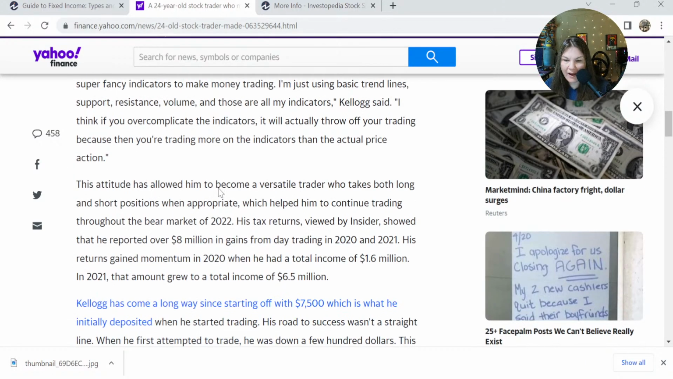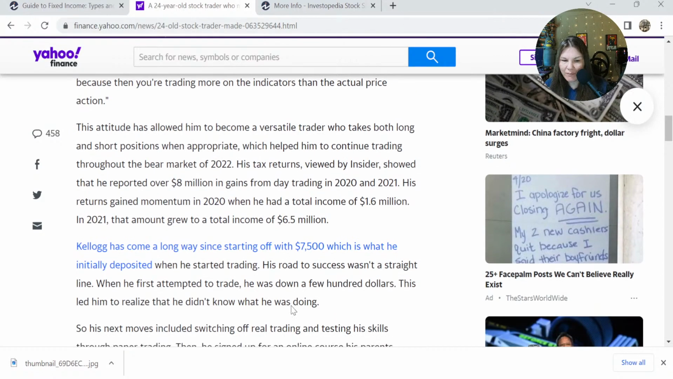This attitude has allowed him to become a versatile trader who takes both long and short positions when appropriate, which helped him to continue trading throughout the bear market of 2022. His tax returns, viewed by Insider, showed that he reported over $8 million in gains from day trading in 2020 and 2021. His returns gained momentum in 2020 when he had a total income of $1.6 million. In 2021, that amount grew to a total income of $6.5 million.